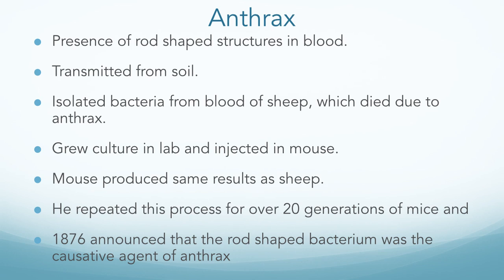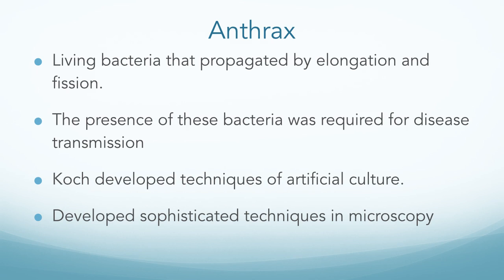He repeated his process for over 20 generations in the mice. And finally, in 1876, he announced that the rod-shaped bacterium that was present in the blood of the infected animal was the causative agent of anthrax. Robert Koch propagated the organism in his laboratory in order to study the life cycle of the organism.